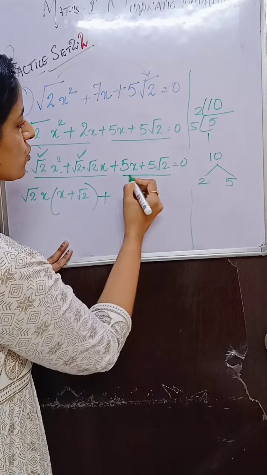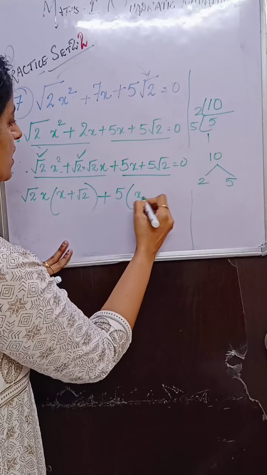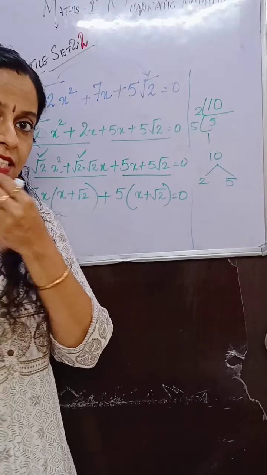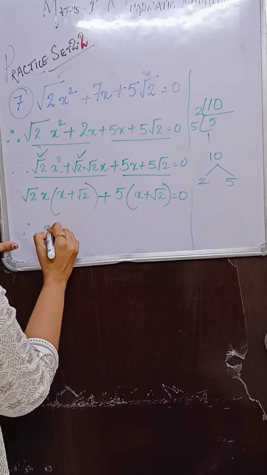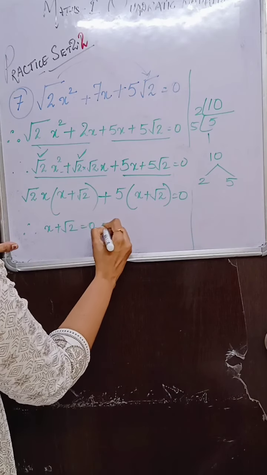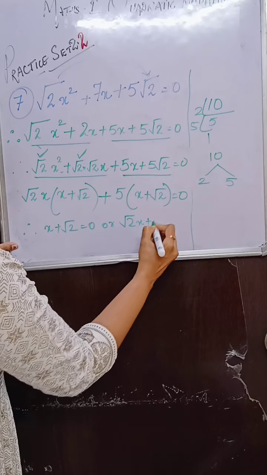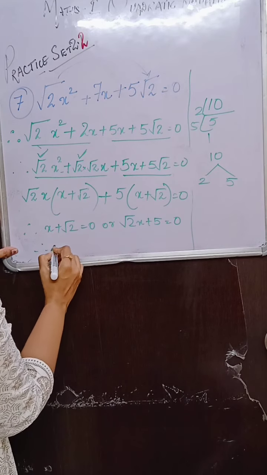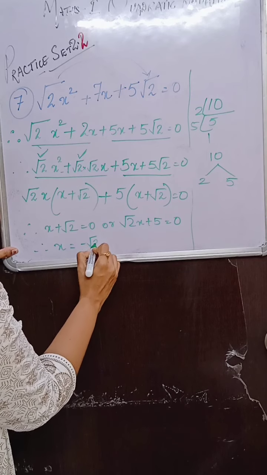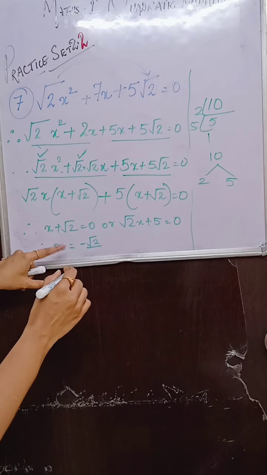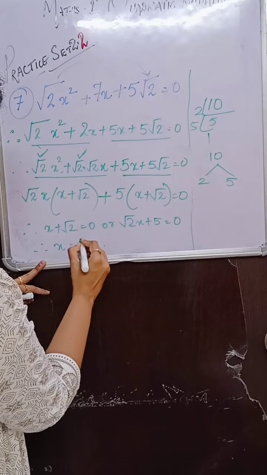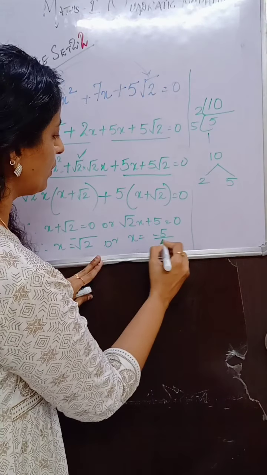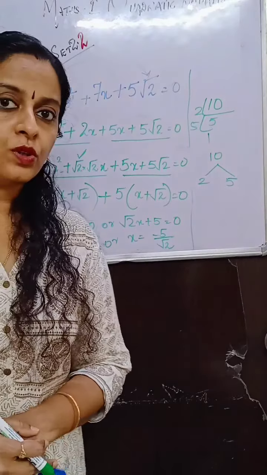Plus out of these two you can take 5 common. So what remains is x plus root 2 equal to 0. Okay. So therefore x plus root 2 is equal to 0 or root 2x plus 5 equal to 0. So therefore x will be minus root 2, or x will be minus 5 upon root 2. These are the two solutions.